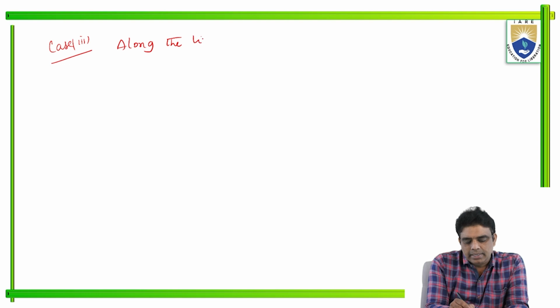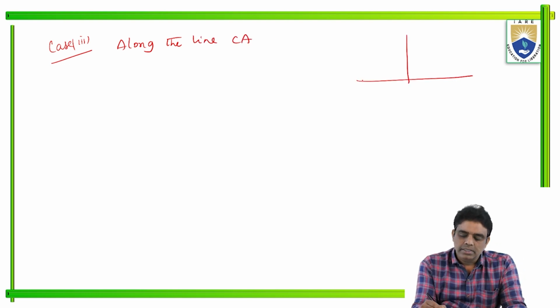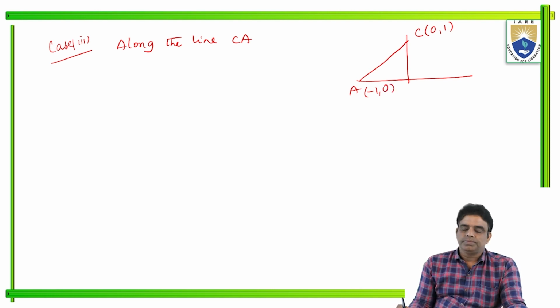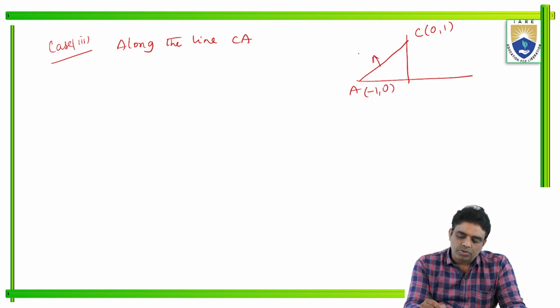Along the line CA. So what is the CA line? See, this is A, and C is (0, 1), and this is (-1, 0). So what is the line? Already I told you, the x-intercept is -1. And this means y minus x is equal to 1. This is the line equation.